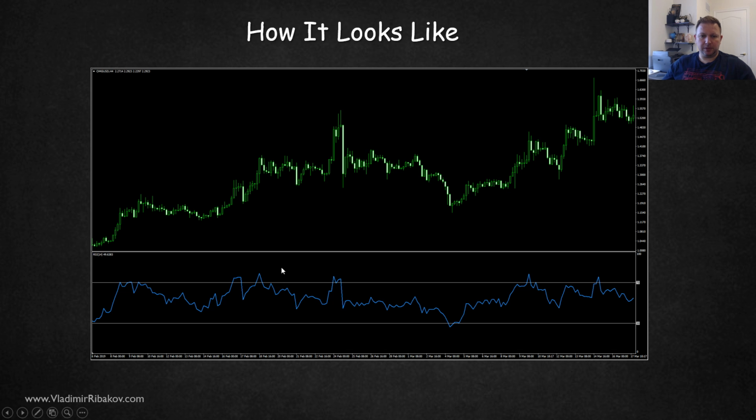Now again, on the majority of platforms, you can simply play with the colors and the thickness of the line. You can definitely adjust the levels if you wish. Just remember that the levels of top 100 and bottom 0 are stable and unchanged, that's the calculation for the RSI.